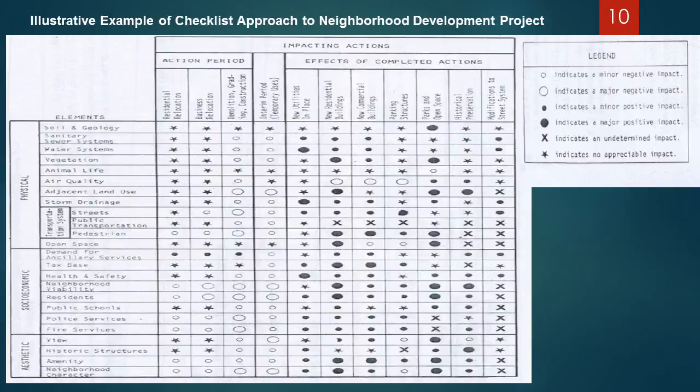parks and open space, historical preservation, and modification to street system. These are the effects of completed action.